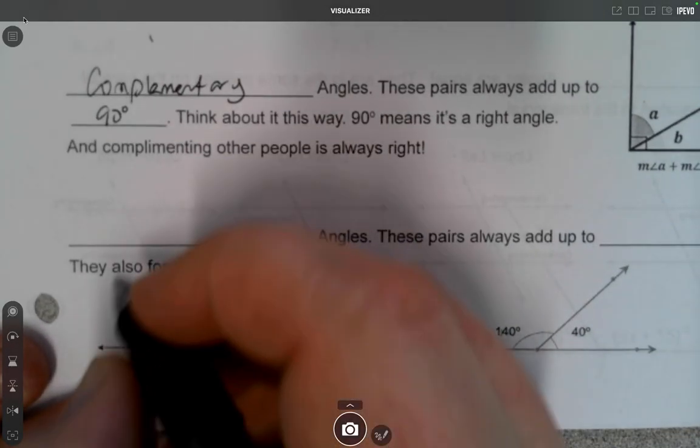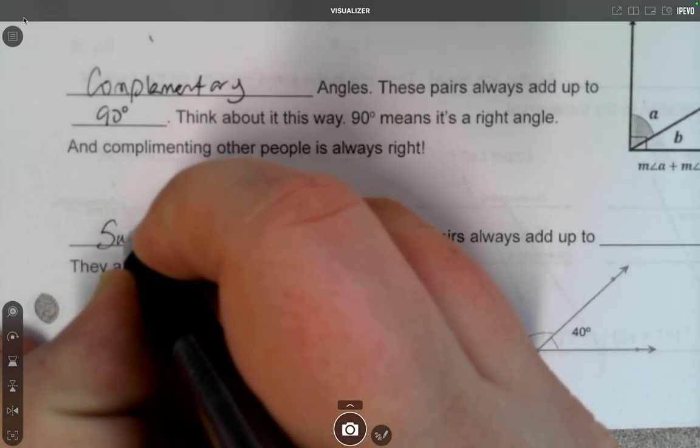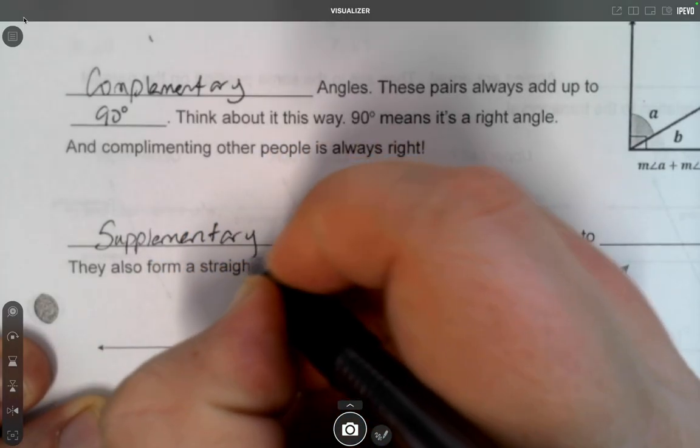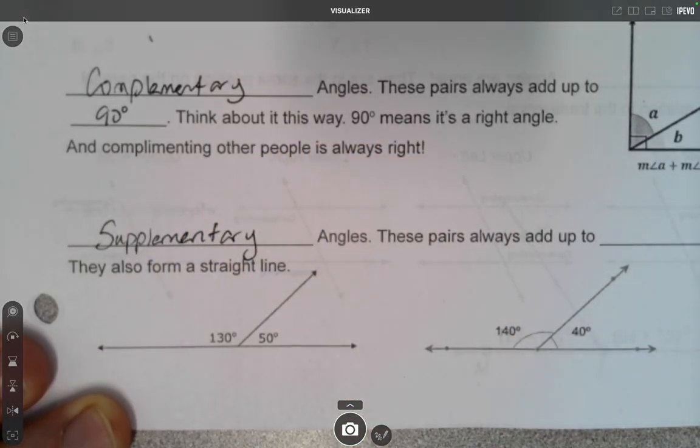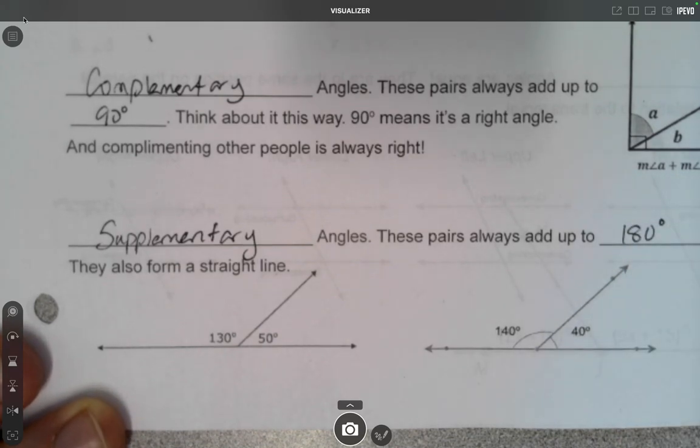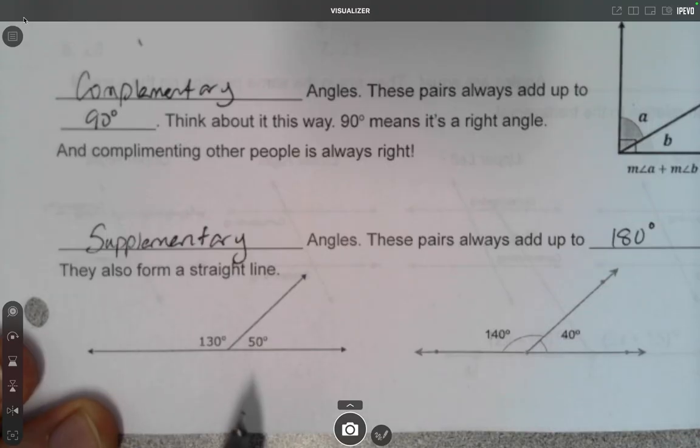And this one is supplementary. Supplementary angles always add up to 180 degrees. They also form a straight line. So you can see these two angles right here add up to 180 and they form a straight line. So they're supplementary. These two add up to 180 and they form a straight line. So they're also supplementary.